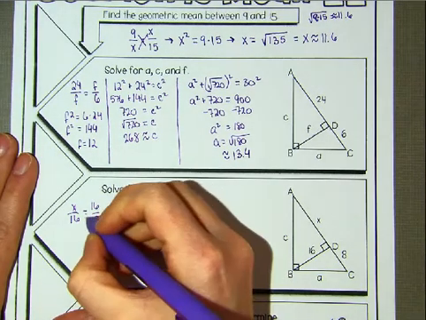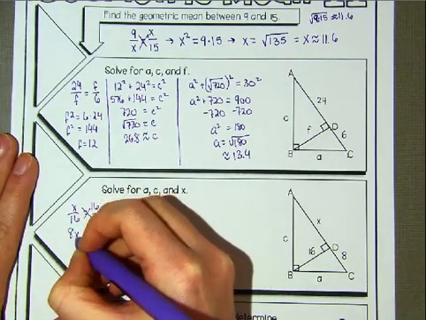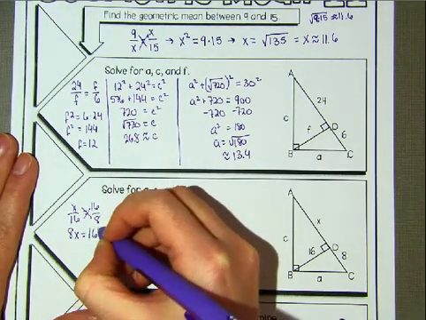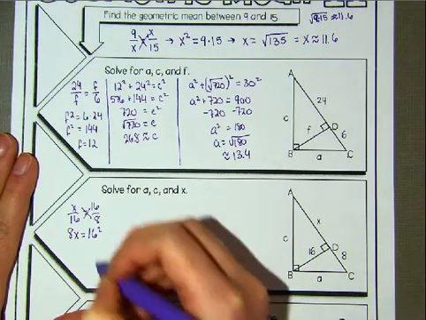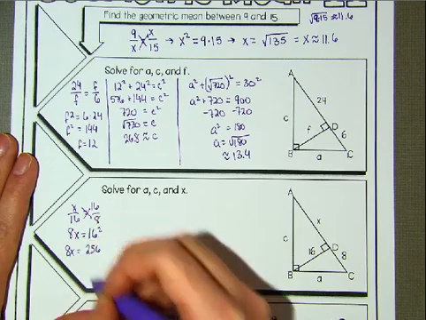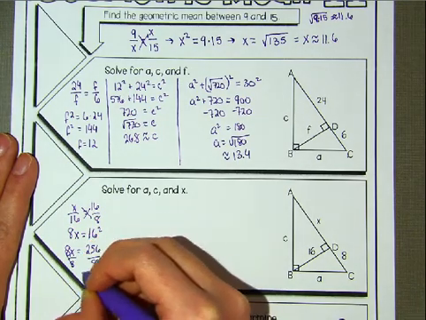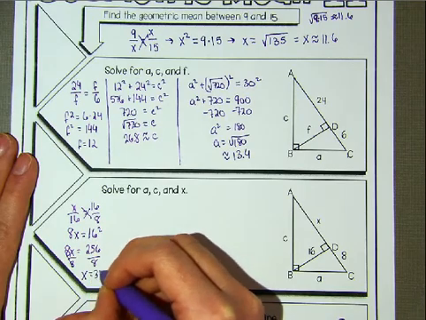So now cross multiply, we get 8x is equal to 16 squared. 16 squared is 256. Divide by 8. We get x equals 32.